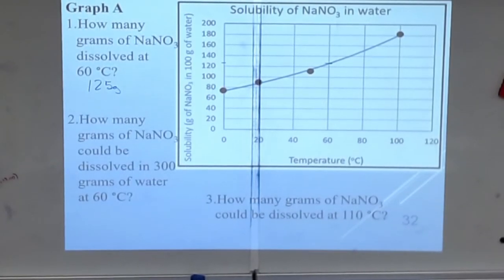How many grams of sodium nitrate could I dissolve in 300 grams of water? 3 times that, right? 375. I just need to recognize this chart's asking about 100 grams. If I had 50 grams, I would do what? Divide by 2, right? So it would be, yeah. How many grams of, this one's kind of a tricky one. How many grams of sodium nitrate could be dissolved at 110 grams?